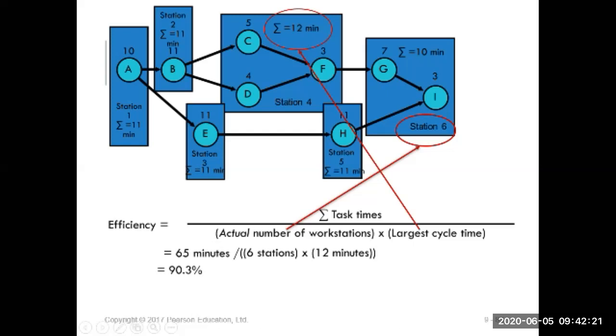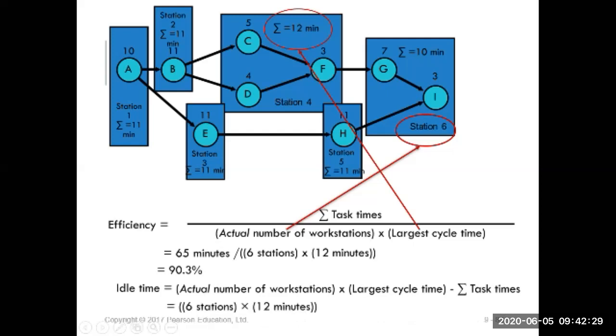For the idle time: the actual number of workstations times the largest time, minus total task time. So 6 times 12 minus 65 minutes. The idle time is 7 minutes. So in the whole process, the idle time is only 7 minutes, with 90.3% efficiency. So it's quite okay to design this kind of workstation. Okay, so that's all for this chapter.